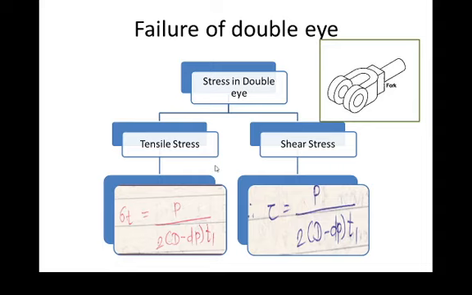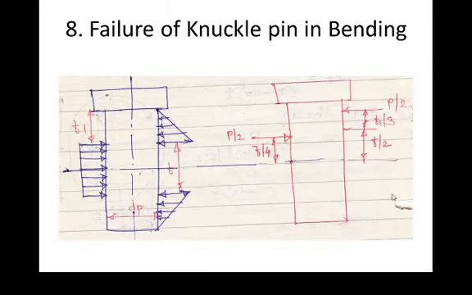Then next one, that is the failure of a double eye in shear. That is a summary. The double eye is subject to two stresses, that is the tensile stress as well as shearing stress. We have developed the formula for sigma t and tau, the same formula is there. Now sigma t is equal to SYT by Fs and tau is equal to 0.577 SYT by Fs, which will give the largest value that has to be selected.